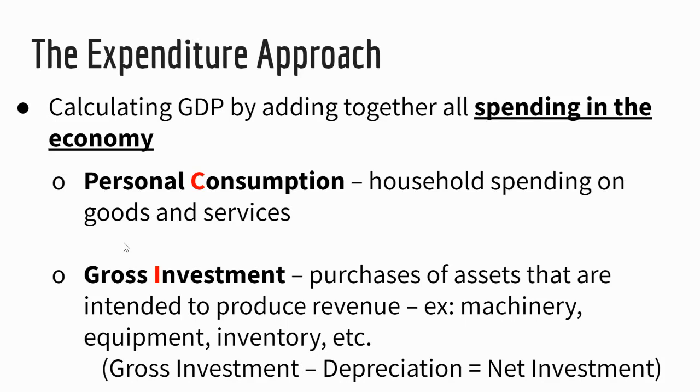All right, on to gross investments. There is a difference between gross investments and net investments. So when you're doing this calculation, you need to be very careful about what number you've been given. Gross investments include the purchase of all assets, i.e., big equipment, machinery, inventory, things to sell, buildings, etc., that are intended to be used to produce the revenue. So it has to be something that's used to produce it.